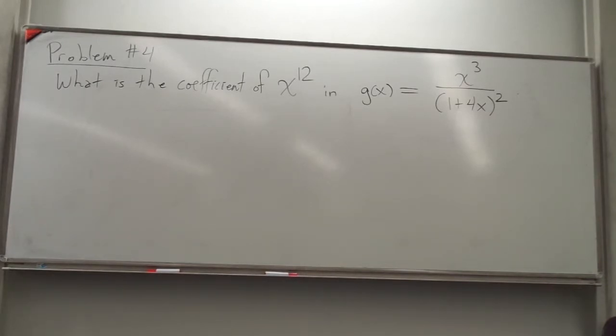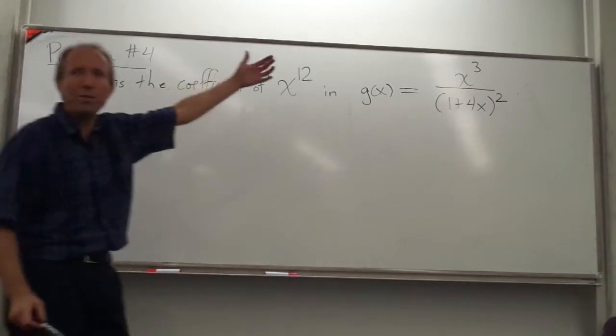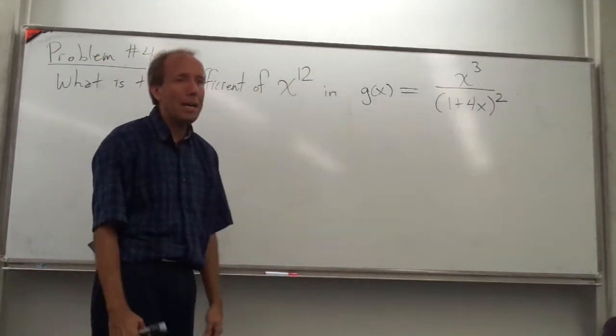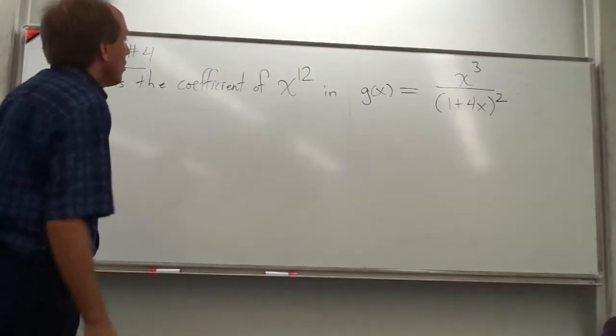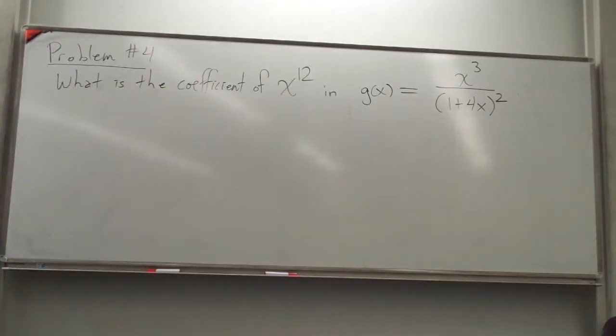Here it's easy: 1, 1, 1, 1, 1, they're all 1. But over here, what is the 12th coefficient of that? Might not be as obvious. Do you see what I'm talking about? Okay, so how am I going to figure out the coefficient of x to the 12th in that rational expression?